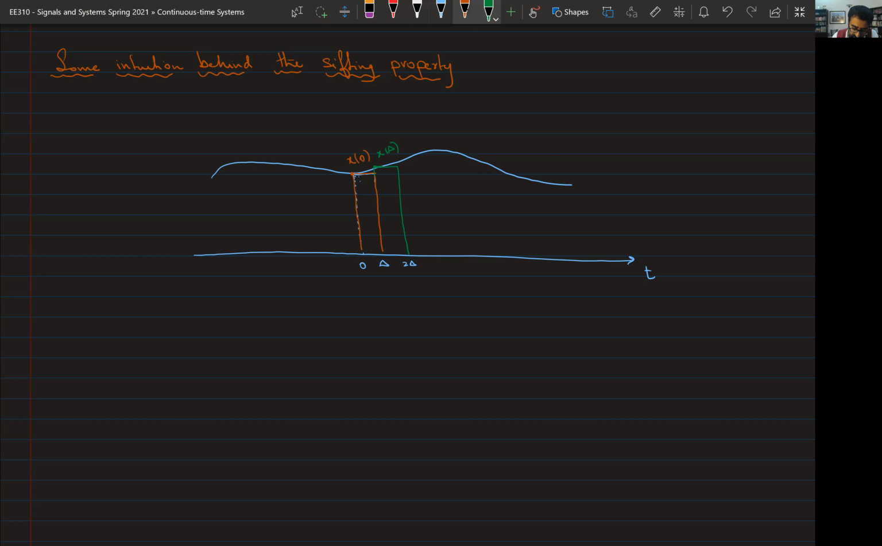So let me draw a few more. This is another box, or a pulse, which is once again of duration capital delta seconds, and the height here is going to be x of 2 delta, and so on and so forth. Similarly in the negative axis as well. So this is another box. This is minus delta, and the height here is x of minus delta.